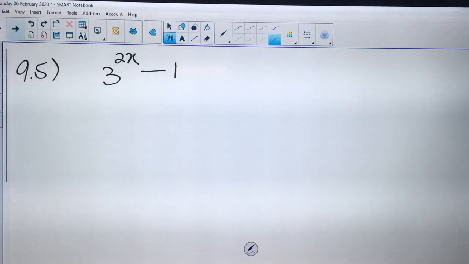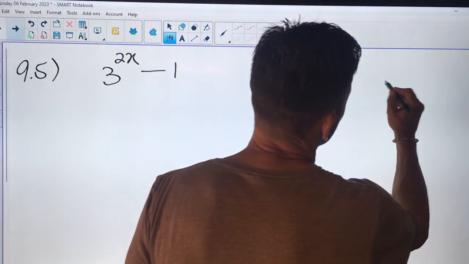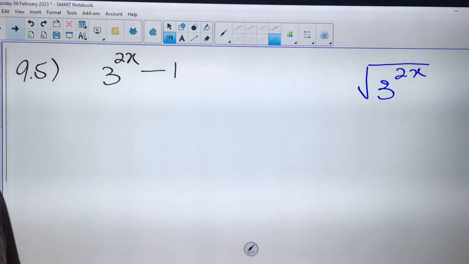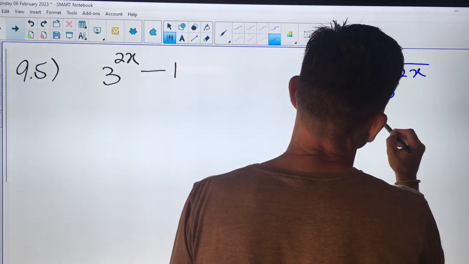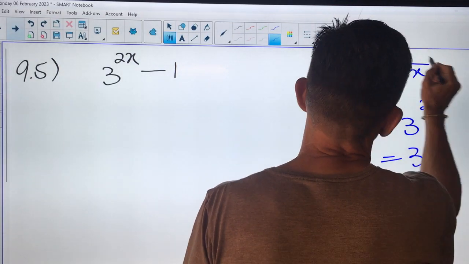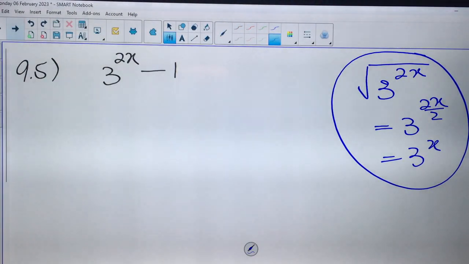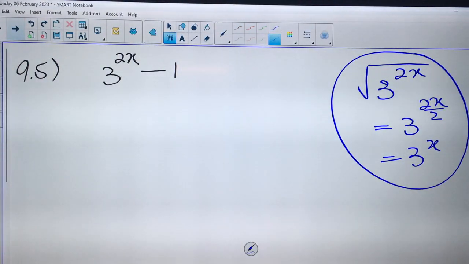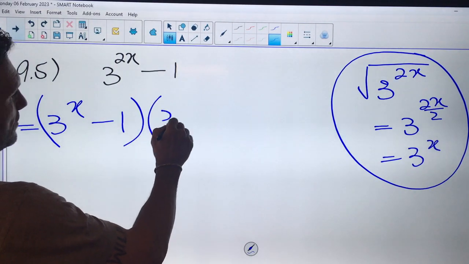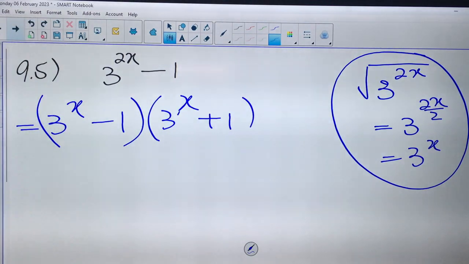Tricky one this one. If I want to calculate the square root of 3 to the power of 2x, the power is divided by 2, so this becomes 3 to the power of 2x over 2, and that is 3 to the power of x. So that is what you need to use here, because you can't use your calculator. And then this will become 3 to the power of x minus 1, and 3 to the power of x plus 1. But that one is tricky.